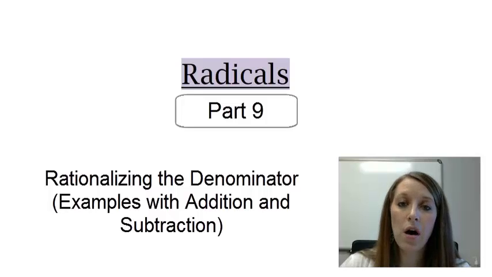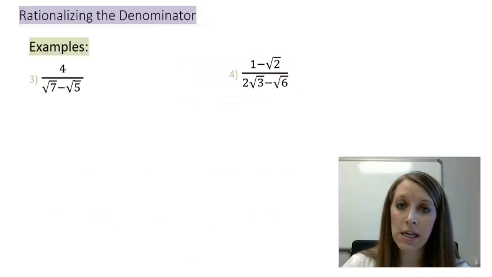So we are working on radicals, and our very last process is rationalizing the denominator. And I left you with two examples that have addition and subtraction in them. So let's just jump to those two examples, and let's see the process of how to get rid of all square roots in the denominators in these examples.